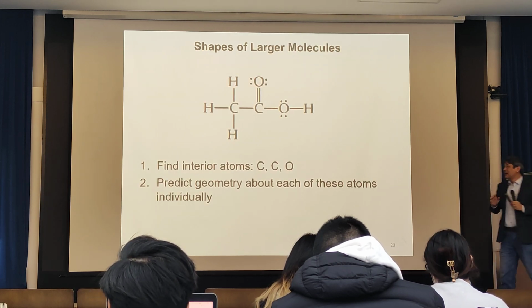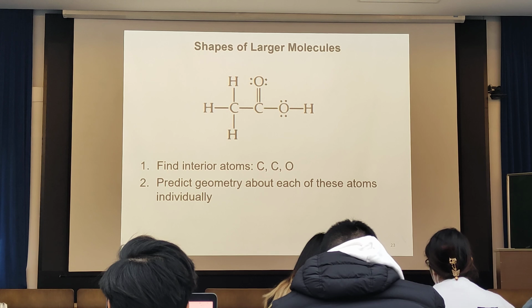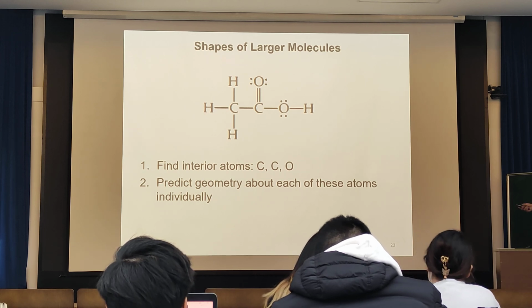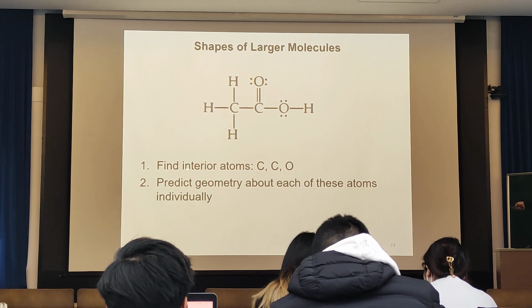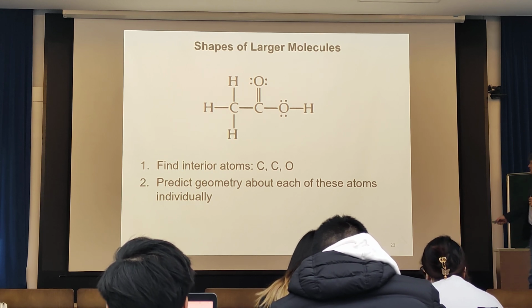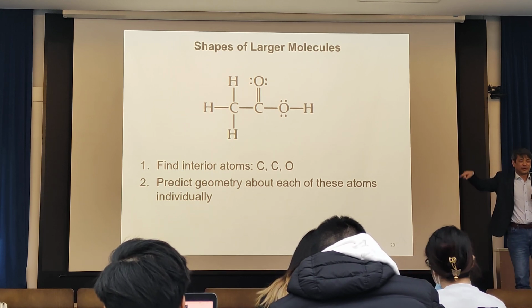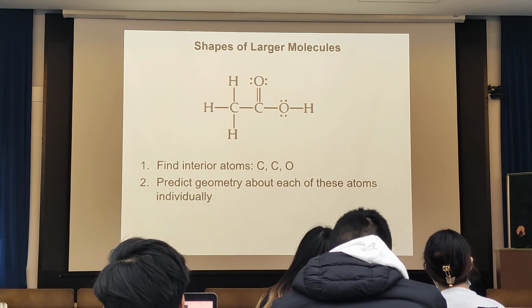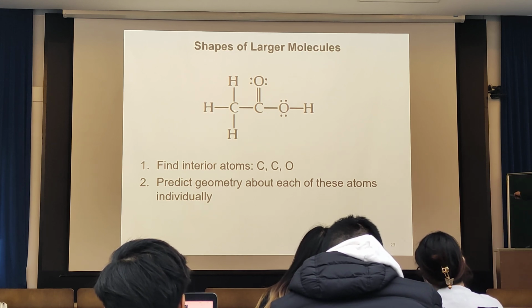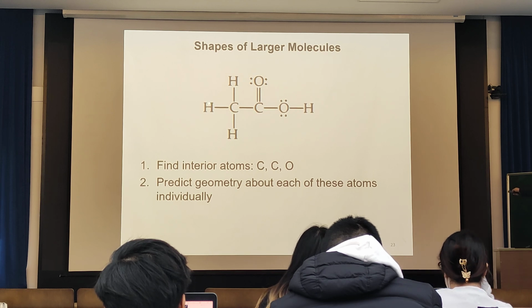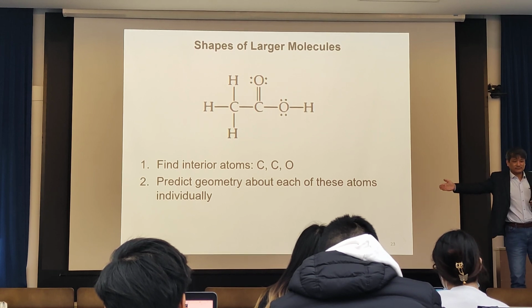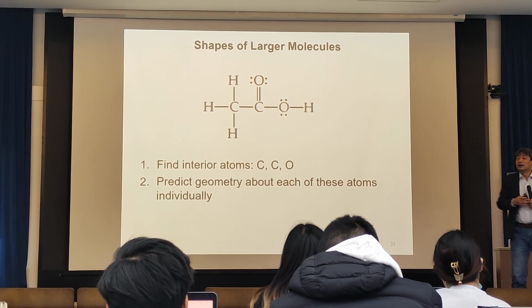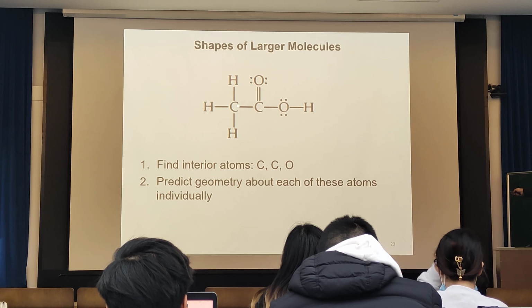Now, if you have a large molecule with several atoms, first you find the interior atom. That means the atom inside the molecule, in between. For example, this one we call the interior atom. This one we call the terminal atom. The terminal atom is at the end of the molecule, right? So the interior atoms are 1, 2, 3, and this one and this one we consider as terminal atoms. So we consider the interior atoms 1, 2, 3.